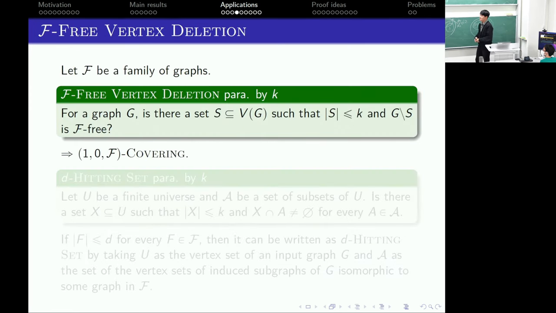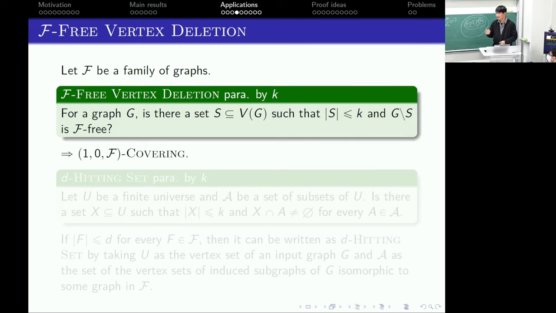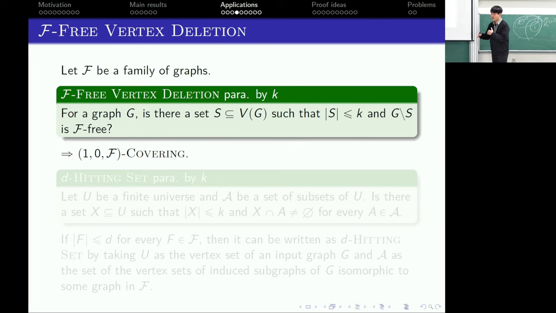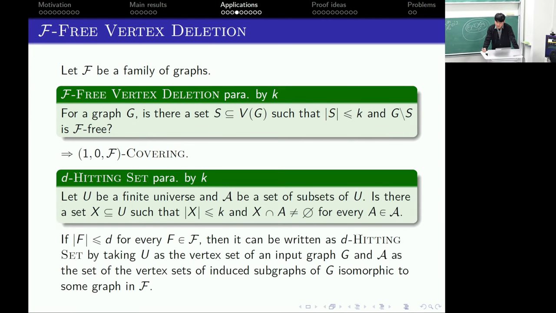The next application is F-free vertex deletion, which has many applications in algorithmic graph theory. Formally, it is defined as follows. Let F be a family of graphs. The problem asks, for a graph G, whether we can delete at most k vertices so that the remaining graph has no induced subgraph isomorphic to a graph in F. This is nothing but (1, 0, F) covering, because deletion is taking the zero-neighborhood and deleting it. So it can be written in this form. Also, if every element in the class F has at most d vertices, then we can write it as a d-hitting set problem.